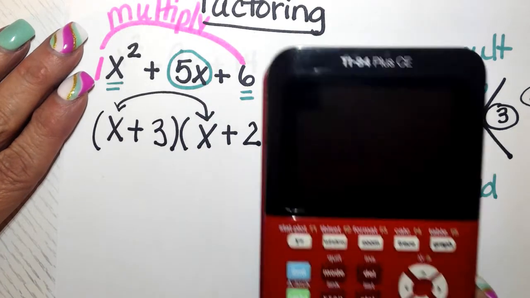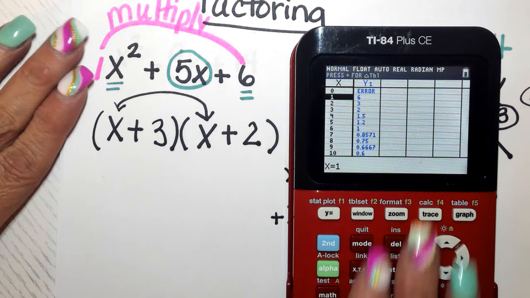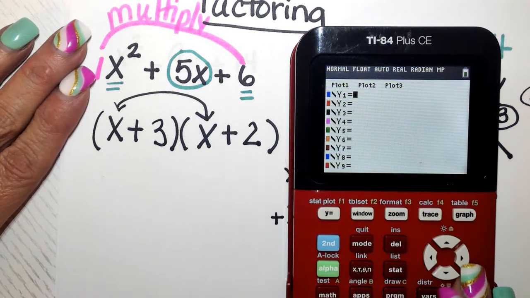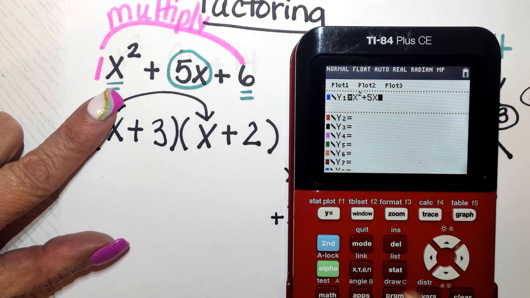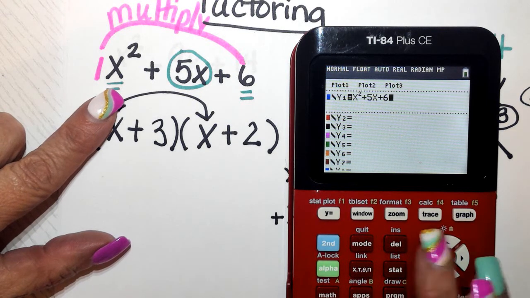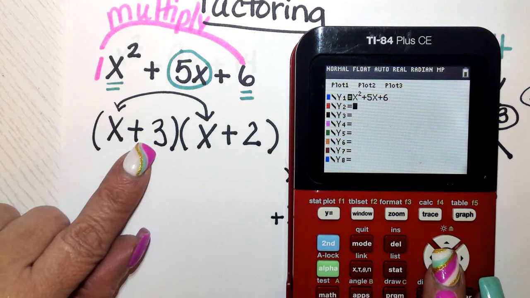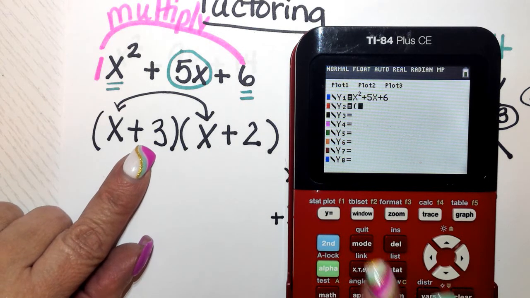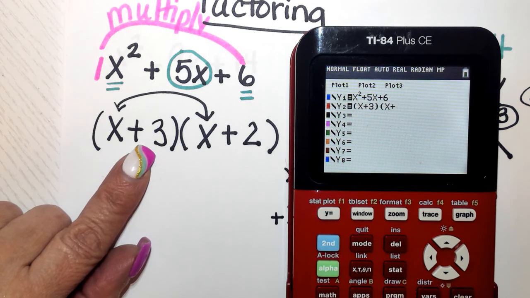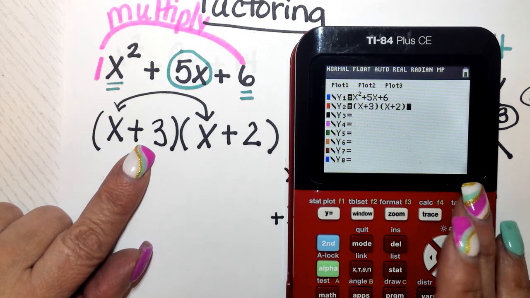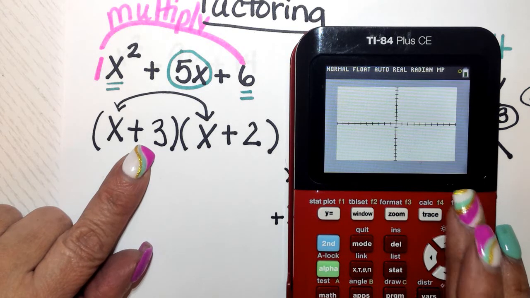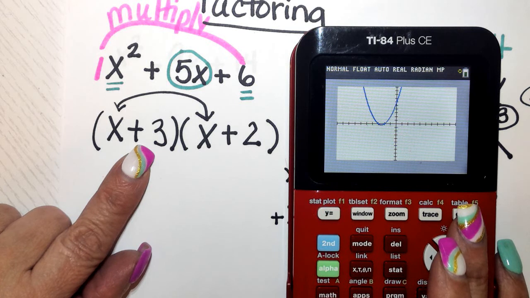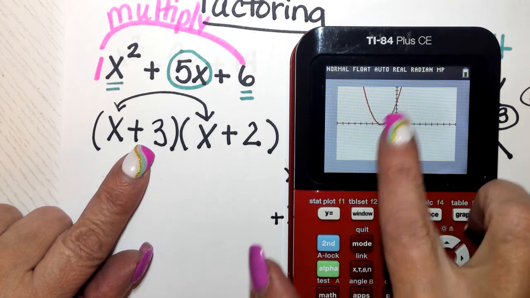How do I check to make sure I got it right? Because that is the beautiful thing about quadratics. I'm going to put this in, and I'm going to say x squared plus 5x plus 6. Down below, I'm going to put what I got, which is parenthesis x plus 3 times x plus 2. I'm going to graph it. If I graphed it right, the graphs should be right on top of each other. There's the blue one. Look at that, did you see it graph right on top of it?